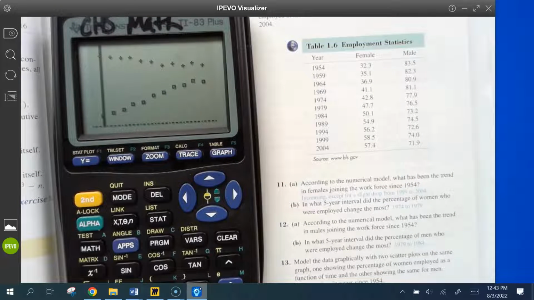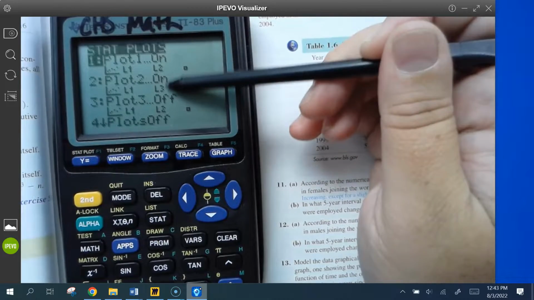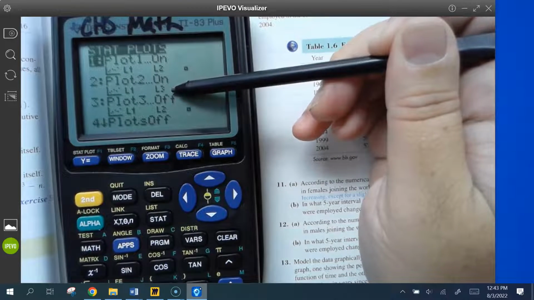Yeah. You only have what? Did you turn your second plot on too? Hit second y equals. When you're in second y equals, these should both, the first two should say on like this.